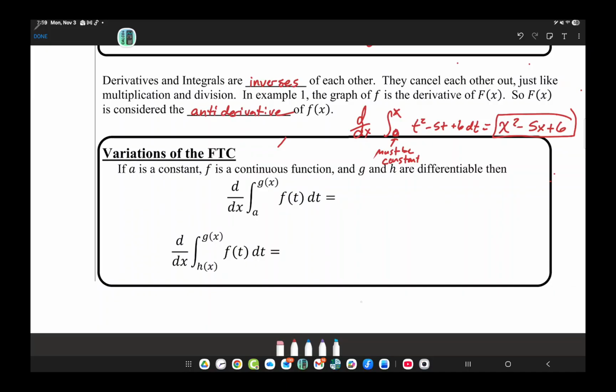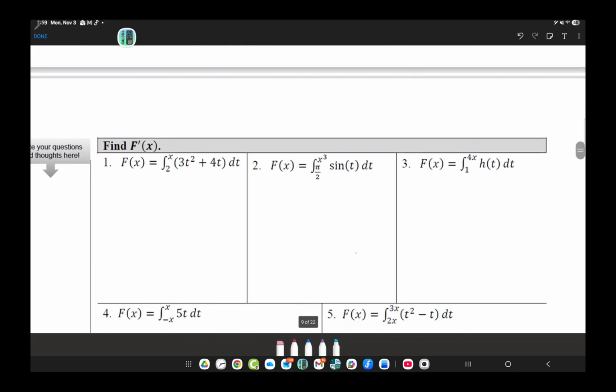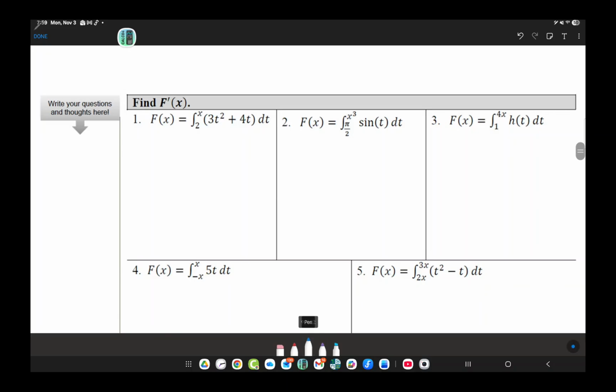So I'm going to go to the next page here. We're going to jump back and forth here. So what would my answer be if I wanted to find f prime of x, if I wanted to find the derivative of this? Since, again, that 2 doesn't matter, I'm going from 2 to x. All I'm going to do is replace t with x. 3x squared plus 4x, and that is it. The whole idea is you're getting the understanding that derivatives and integration cancel each other out.